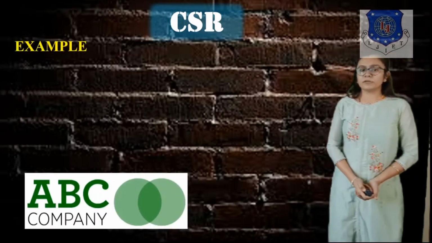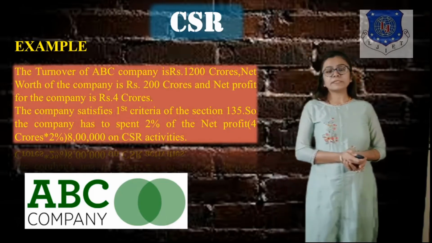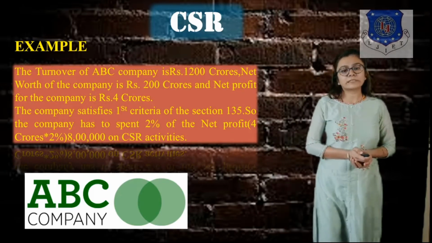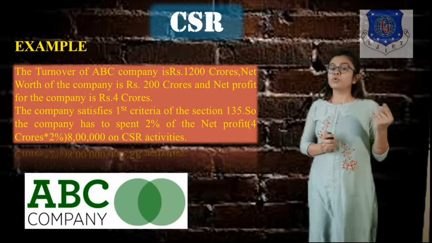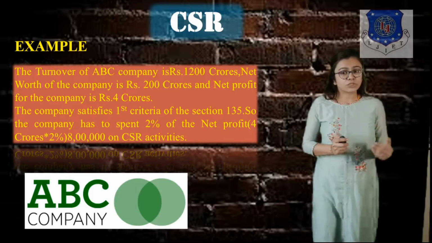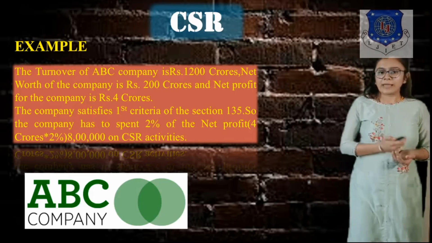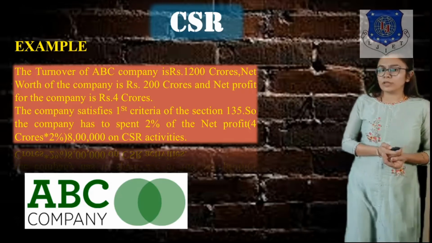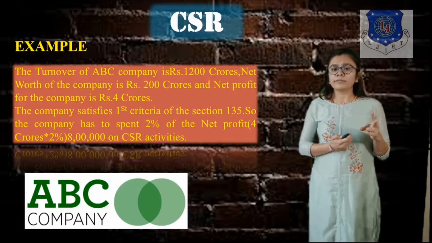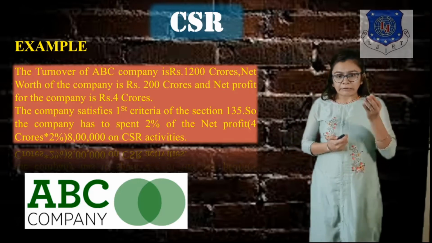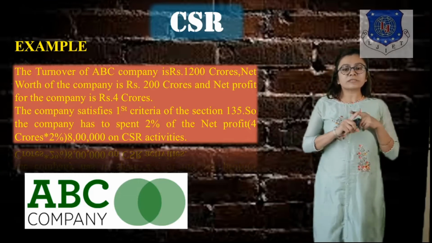There is one company. The company's name is ABC. The turnover of that company ABC is 1200 crore. Means criteria number 1, if its turnover is more than 1000 crore, then it has to do social activities. Net worth of the company is 200 crore and the net profit is 4 crore. Criteria number 2: if its net worth is 500 crore or more. Here its net worth is only 200 crore. Means criteria number 2 is not satisfied.